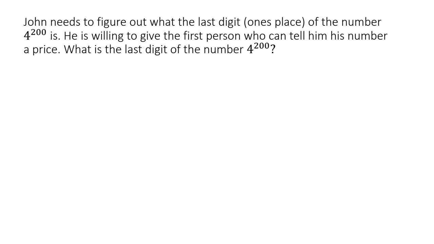Another type of questions that we study in this section is identifying what is the last digit when you raise a number to a power. In this question, it says John needs to figure out what the last digit, which is the ones place, of the number 4 to the power 200 is. He is willing to give the first person who can tell him the number a prize. What is the last digit of the number 4 to the power 200?